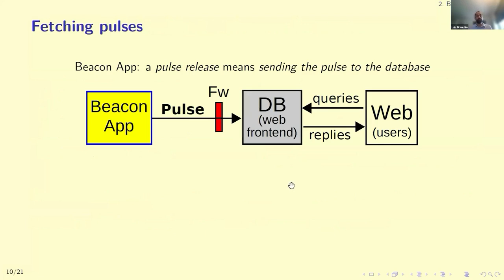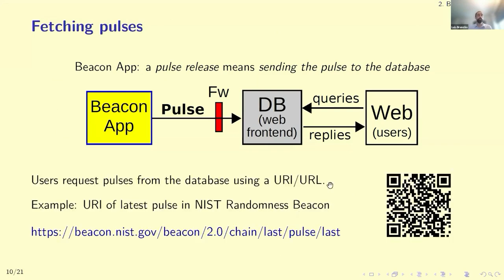At a very high level, what a beacon does, according to our reference, is that it produces pulses at given moments in time, and then it makes those pulses available to a database. And then that database can be queried by users that can query the latest pulse or any past pulse for that matter, and some other metadata as well. So here's an example of a QR code and a URL where you could fetch the latest pulse from the NIST Randomness Beacon, and the beacon specification specifies an API whereby you can obtain different types of information.